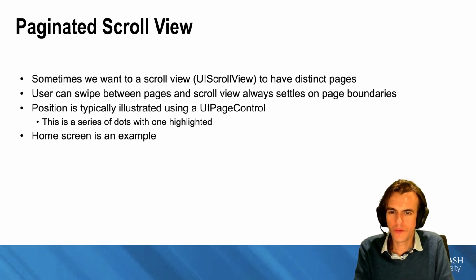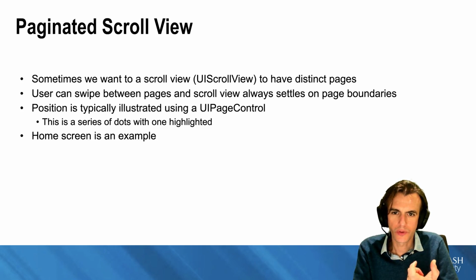So we've looked at scroll views before, and we know that scroll views can be either vertical or horizontal, or both vertical and horizontal scrolling views, where we have a window into what is a larger view. Sometimes we want a scroll view that has distinct pages. There's 5 pages and our scroll view shows us one of those 5 pages, and we can swipe between them and see the different pages.